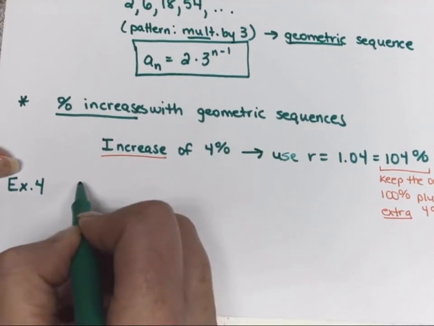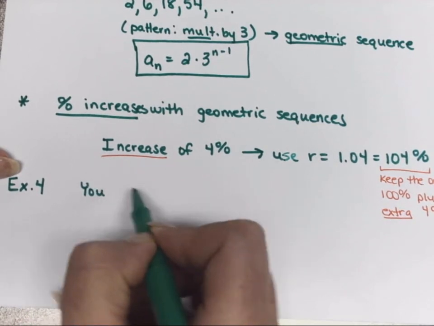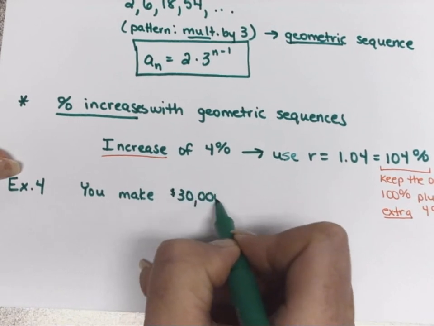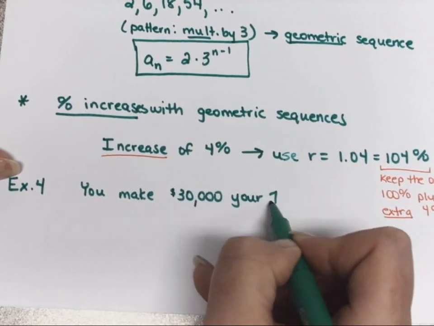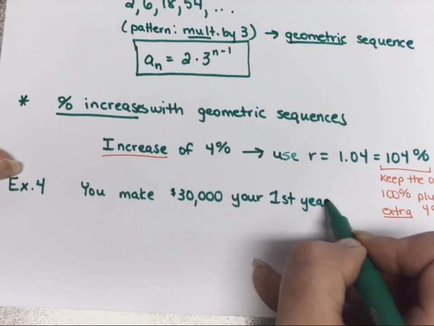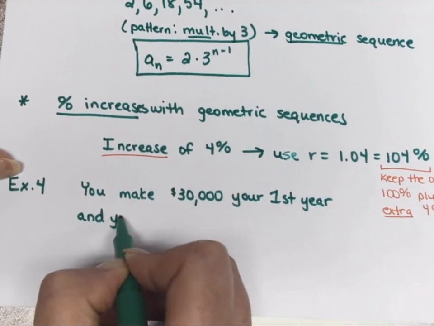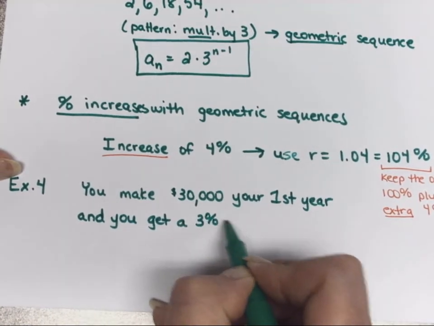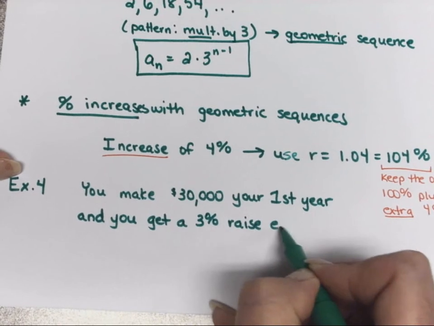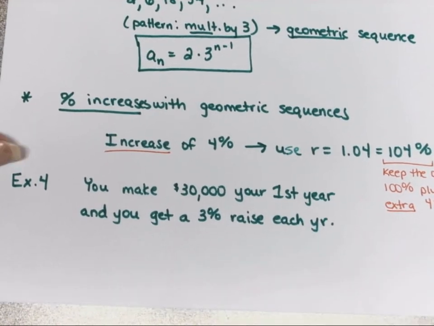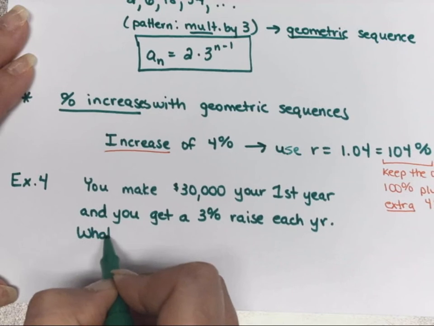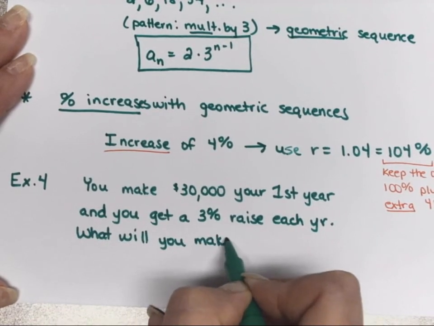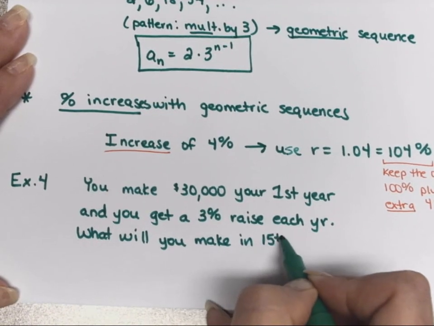So let's say that you make 30 grand your first year at your first job outside of college. And let's say you get a 3% raise each year. Okay, so if you stick with this job, my question is, what will you make in the 15th year?